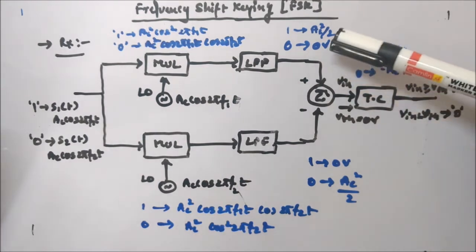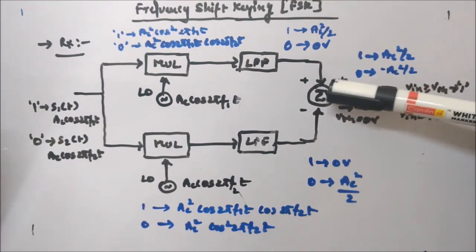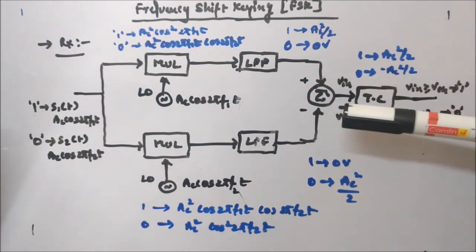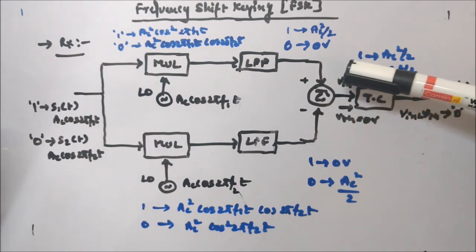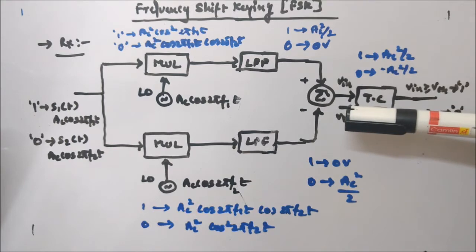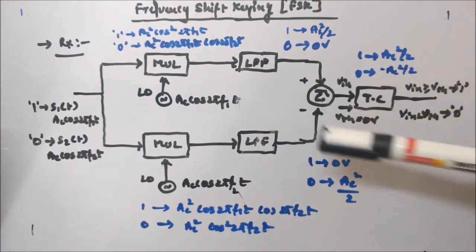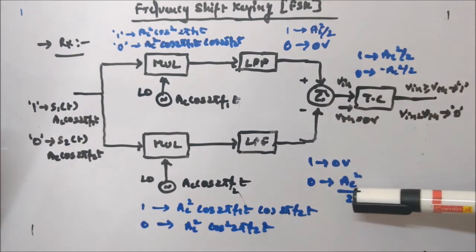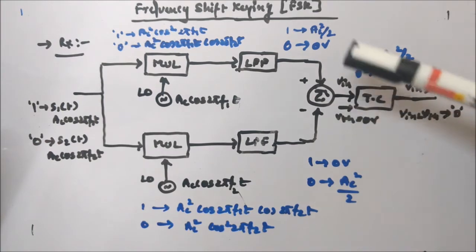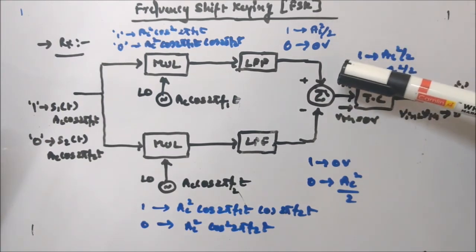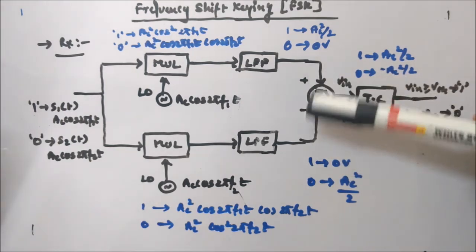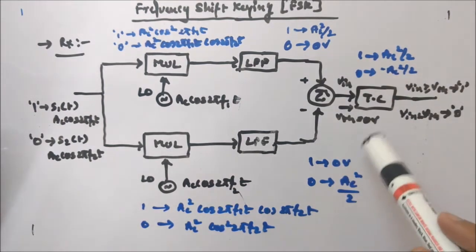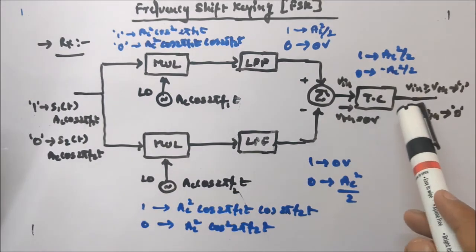Now when these signals get to the summer, you will get either Ac²/2 or minus Ac²/2, because of this minus sign here. The minus Ac²/2 will come from here, Ac²/2 will come from the other, and the 0 volt will cancel out. Okay, plus minus. So now, how will your threshold comparator compare?